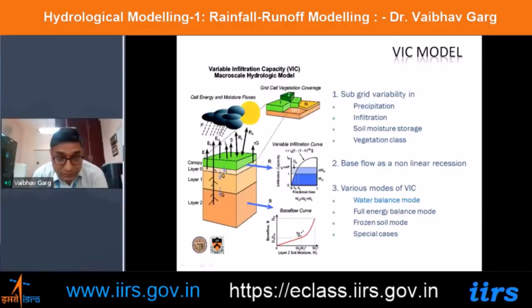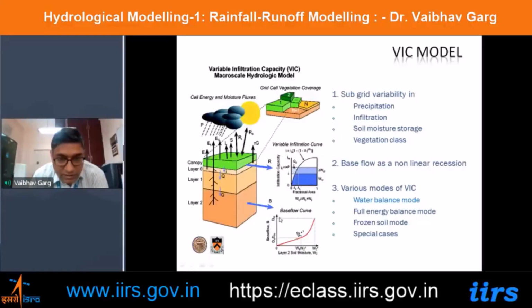It calculates the runoff based on the variable infiltration curve. That is a nonlinear function, and all of you understand this. This is the variable infiltration curve, so it is a nonlinear curve. Up to a certain level, there will not be any runoff because all the water will go into the soil. Once the soil is saturated, then only the runoff generation will start. So this is the equation for the variable infiltration.